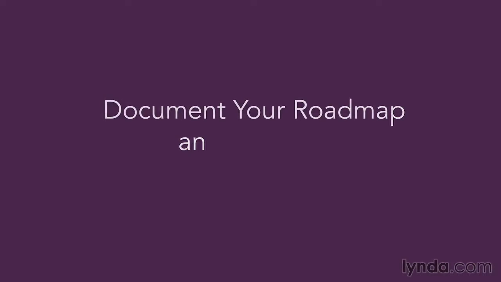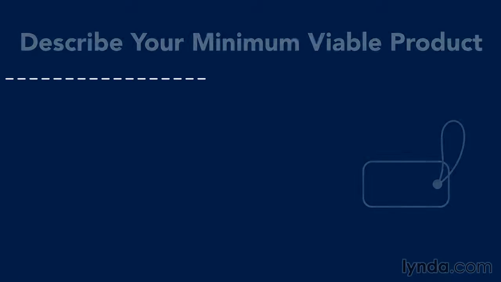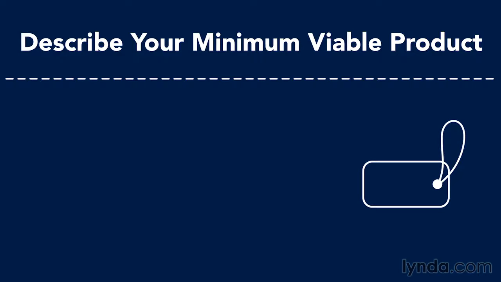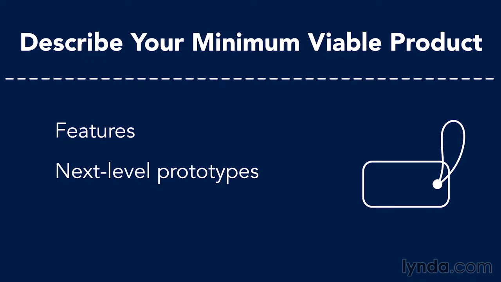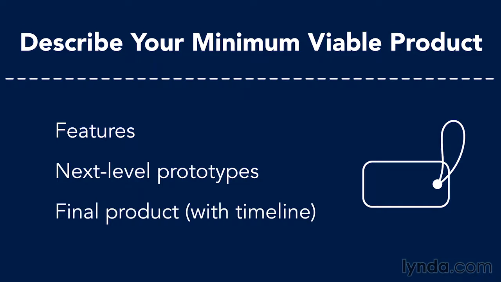Your business plan has to lay out your product development roadmap. That roadmap should spell out what the major phases are in product development, as well as the timelines that go along with it. Describe what's in your minimum viable product, the first product that you put in the market. What are the features you're going to release? Then discuss what the next level of prototypes are going to be, as well as when that final product is going to be available and released into the market.